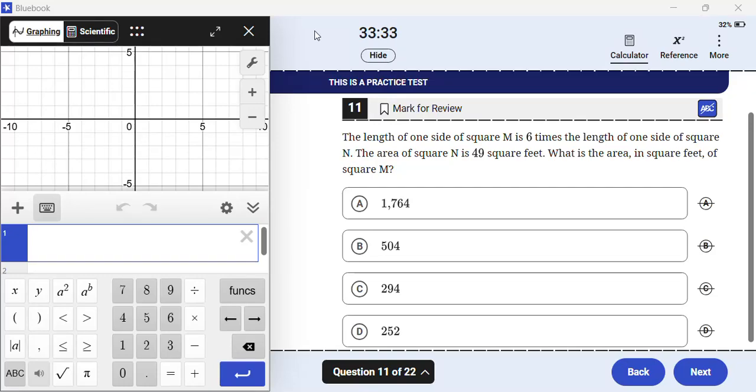Number 11. The length of one side of square M is 6 times the length of one side of square N. The area of square N is 49 square feet. What is the area in square feet of square M? I feel like this is a riddle.